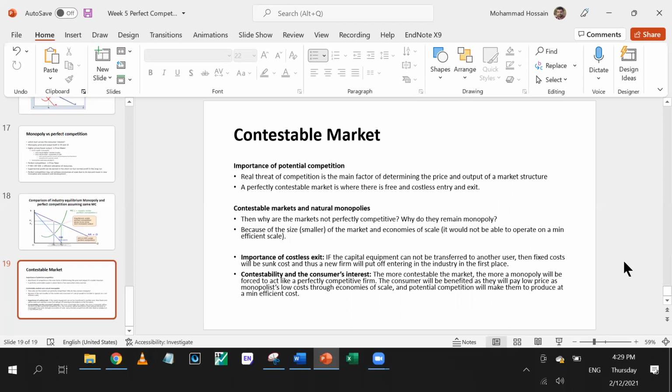But is it possible in monopoly? No, it's only possible in a perfectly competitive market. That's why they try to say contestable market. And then contestable market and natural monopoly. Then why is the market not perfectly competitive? Why do they remain monopoly? Because of the size of the market. Monopolies do not have a very big market. They have a small market, but they will be the only one supplying all those products. And the product will be very unique, special. Not everybody can supply the same product. That's how they maintain their monopoly.